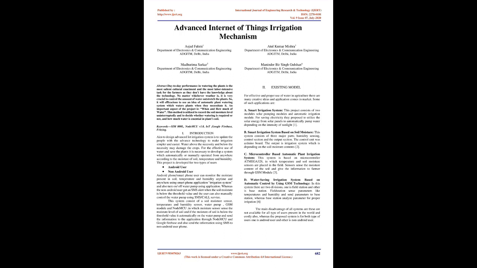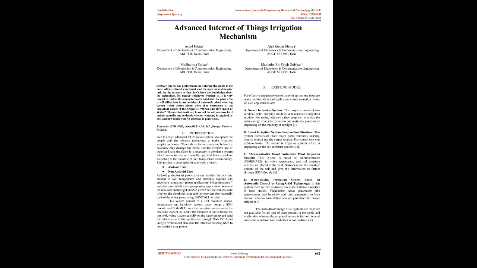2. Existing model. For effective and proper use of water in agriculture, there are many creative ideas and applications in the market. Some of such applications are: A. Smart irrigation system. This project consists of two modules, a solar pumping module and an automatic irrigation module. For saving electricity, they propose to utilize the solar energy from solar panels to automatically pump water depending on the intensity of sunlight.